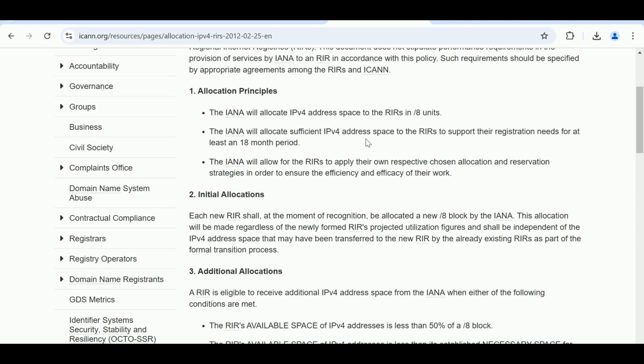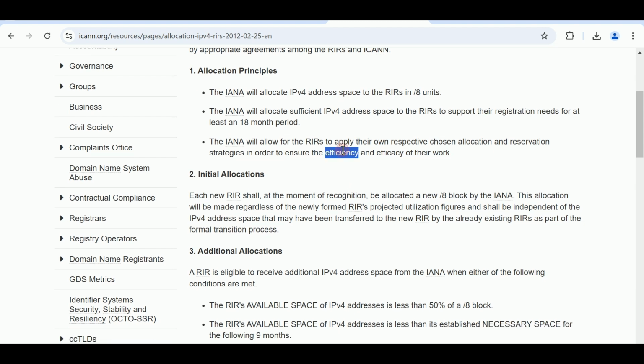IANA gives a lease of at least 18 months to a single RIR for those public IPs. IANA will also allow the RIRs to apply their own chosen allocation and reservation policies in order to ensure the efficiency and efficacy of their work. Once IANA has provided the IPs to RIRs, it is the RIR's responsibility to segregate the IPs in an efficient manner, and they can assign them to the ISPs, who can buy these IPs.